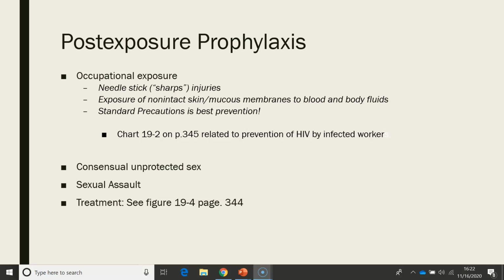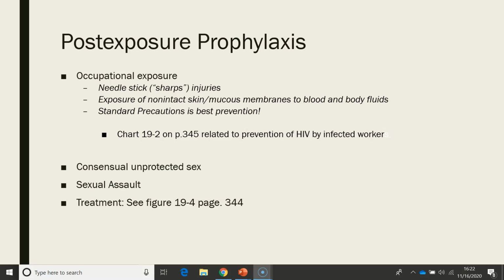On page 345, chart 19-2 is the best practice for patient safety. And it talks about recommendations for preventing HIV transmission by healthcare workers. And it talks again about standard precautions being the best way to prevent that. Also, make sure that any wounds you have are covered, or any weeping contact dermatitis, make sure that you have it all nicely covered to prevent exposure. But read through that list there on page 345 in chart 19-2.